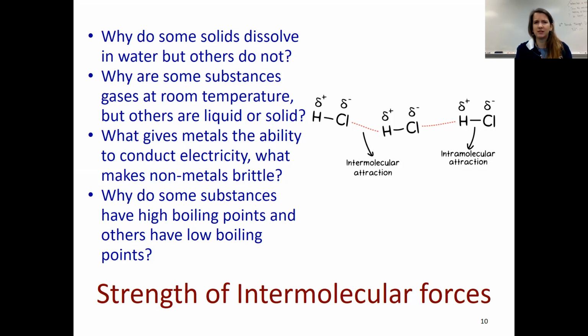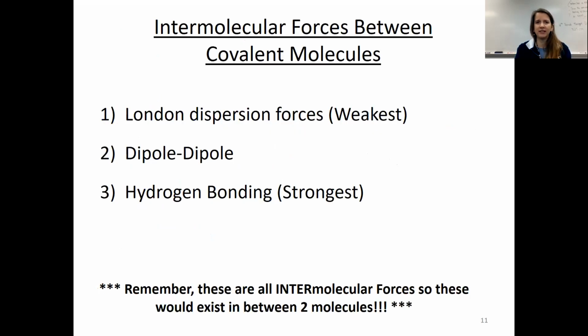Or why do some substances have high boiling points and high melting points, but other substances have low boiling points or low melting points? Well, the answer is because of intermolecular forces, those forces of attraction that exist between the molecules. So there are three types of intermolecular forces that are going to be found between covalent molecules. These three intermolecular forces are London dispersion forces, which we abbreviate as LDFs, dipole-dipole interactions, and hydrogen bonds.